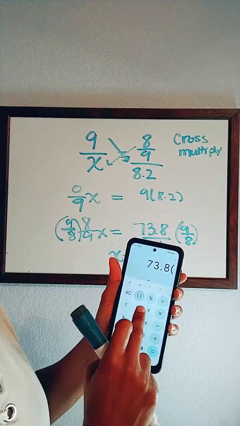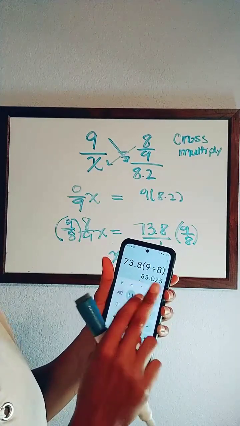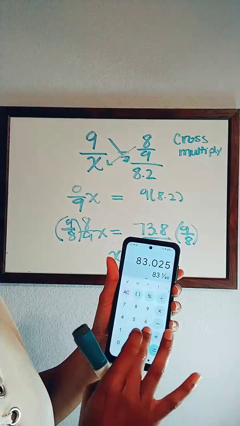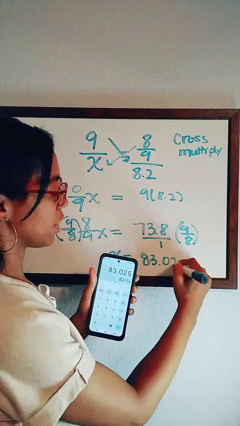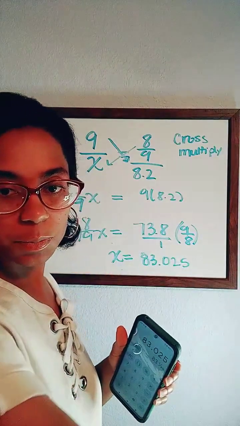Now, x is equal to, when I put this in my calculator, I'm literally going to do 73.8 times 9 divided by 8. Just like that. I type it in with the parentheses. I make sure I flipped it. And then that gave me 83.025. So you should get 83.025. You see how it's not a repeating decimal?